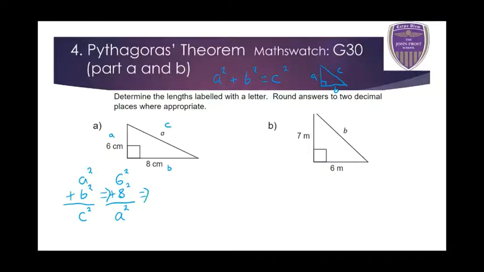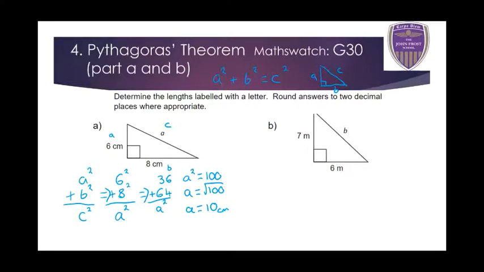If we just continue this again, 6 squared is 36, 8 squared is 64, and if we add 36 and 64 together, we get A squared. So A squared is equal to 100, because 36 plus 64 is 100. Therefore, A equals the square root of 100. Therefore, A is equal to 10 centimeters.